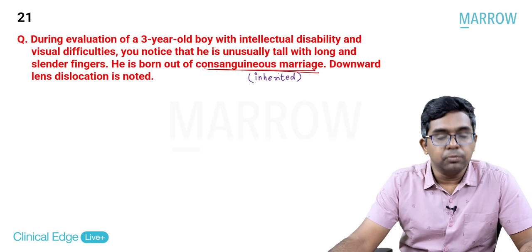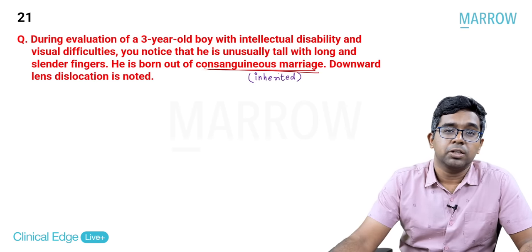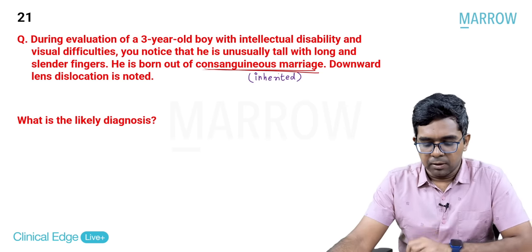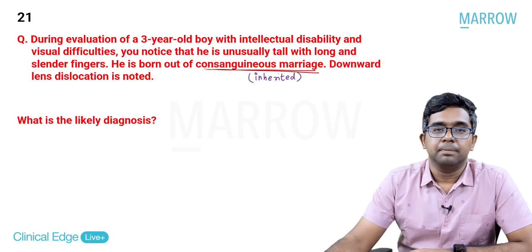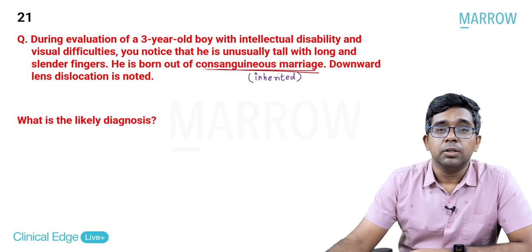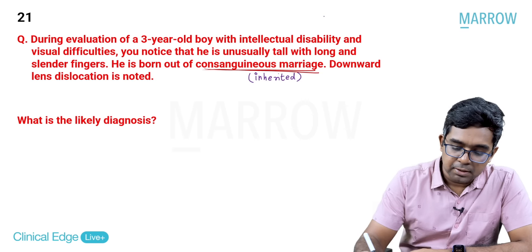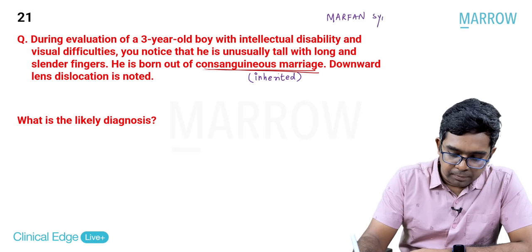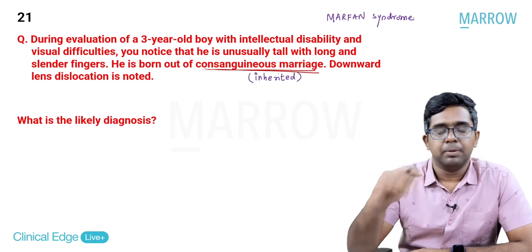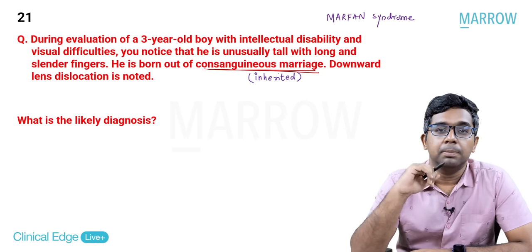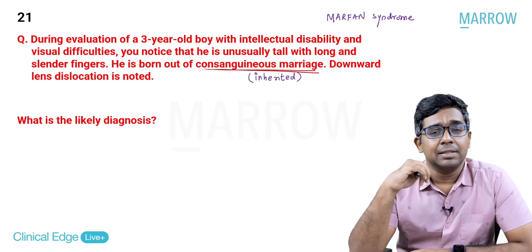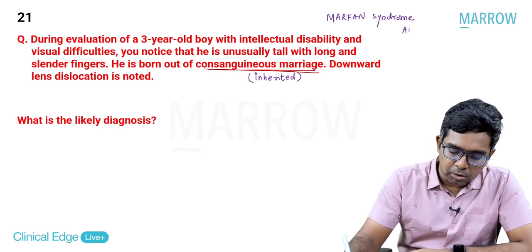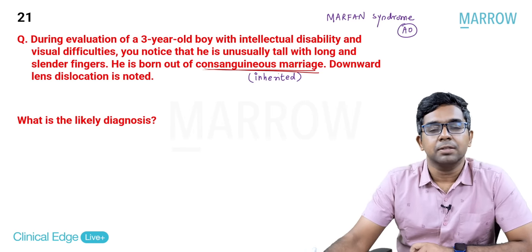What is the other finding? Downward lens dislocation or inferior lens dislocation is noted. Now the question is, what is a likely diagnosis? Okay. See, whenever you have a tall child and that too an inherited condition, the usual condition which comes to your mind is Marfan syndrome. It is Marfan syndrome, correct? I think that is something which strikes our mind whenever we see an unusually tall person, and that too with an inherited condition. I think all of you know Marfan syndrome is inherited as an autosomal dominant condition, right? So we can suspect the possibility.